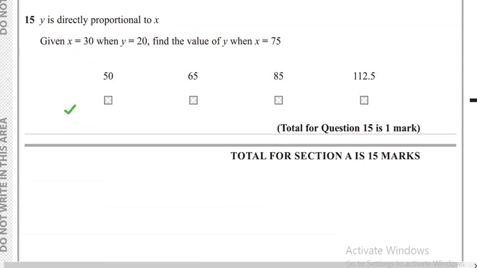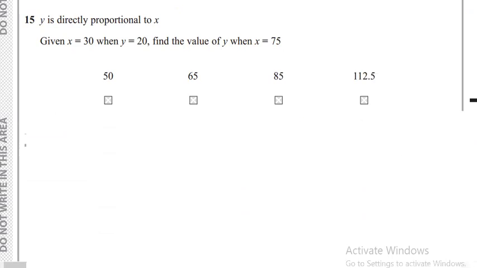Question 15. In question 15, y is directly proportional to x. Given x equals 30, when y equals 20, find the value of y when x equals 75. So I will cover this down so we can work here. Here we have a proportional or direct proportional question. It means we can use the x method with it. Here, we said y is directly proportional to x, so we can write y here and x here.